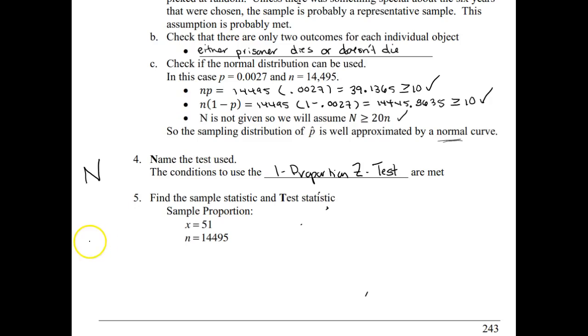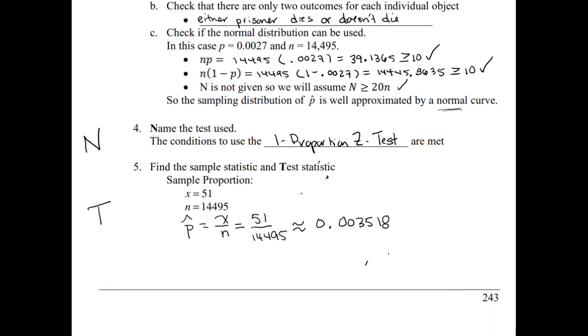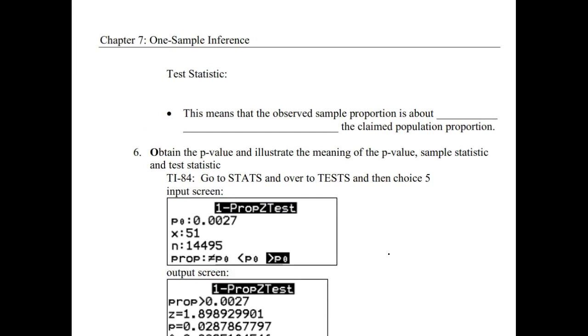All right, so step 5 is T for test statistic. We start with the statistic from the sample data. Since we're dealing with qualitative data, that's going to be p hat, our sample proportion. The formula for p hat is x out of n. They had told us 51 out of 14,495 of these prisoners had died, which on the calculator comes out to be about 0.003518.